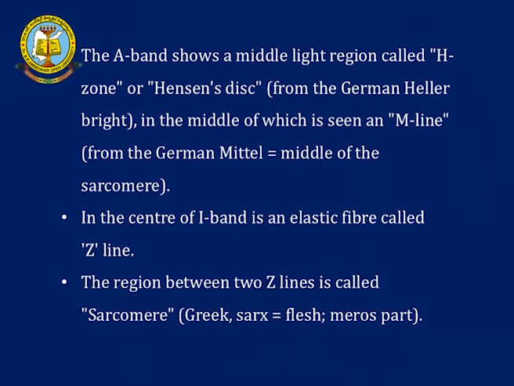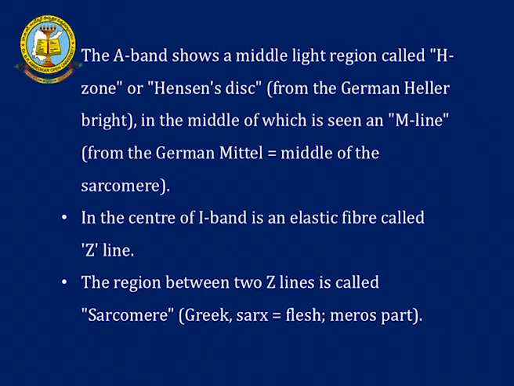The A band shows a middle light region called the H zone. It is also called Hensen's disc, named after Hellerbreit, a German word. In the middle of it is seen an M line, named after the German word for the middle of the sarcomere. In the center of the I band is an elastic fiber called the Z line.